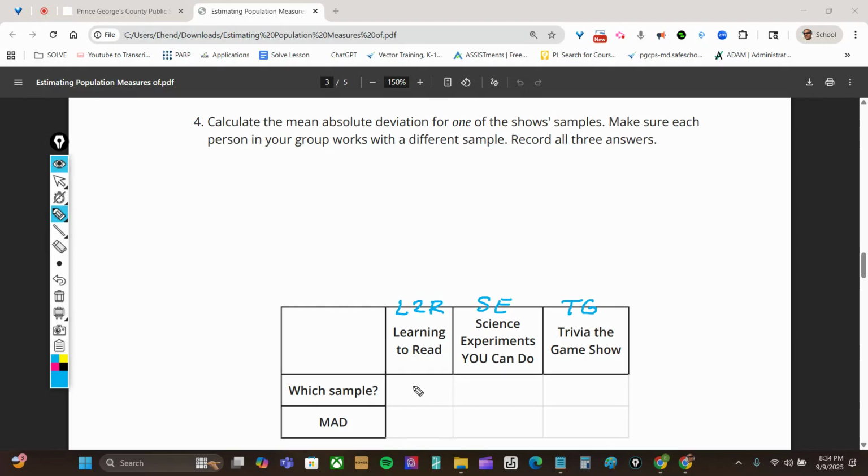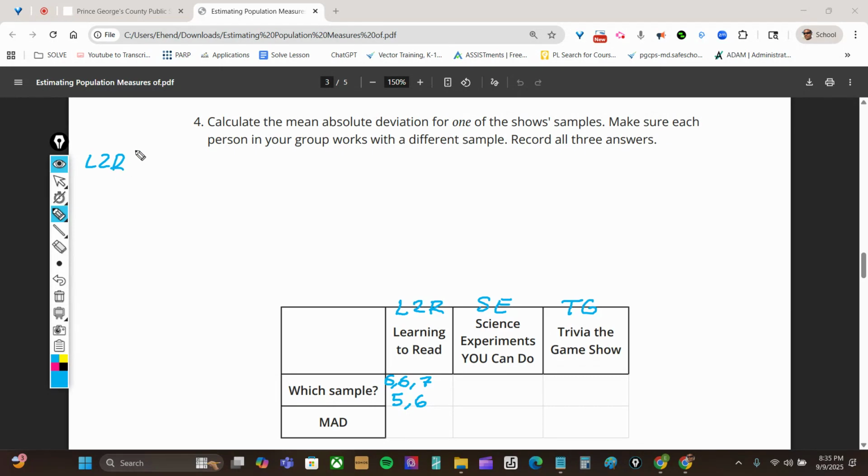Okay, so learning to read is going to be 6, 6, 7, 5, and 6. 6, 6, 7, 5, 6. So that's your data you're going to use for that. So let's say learning to read, and let's hope there's enough room to do all this.